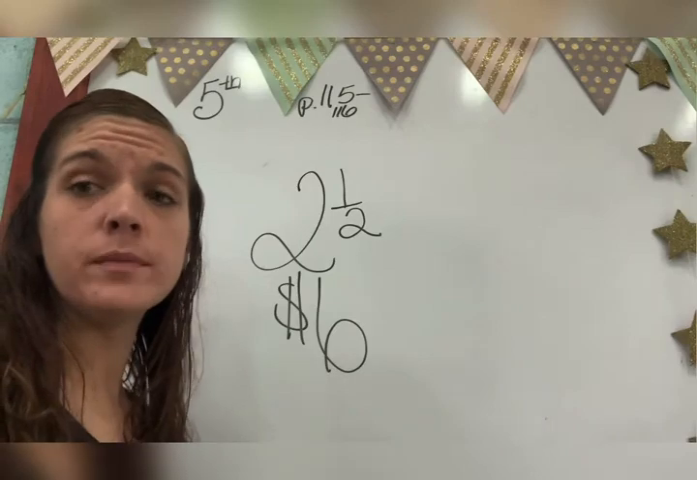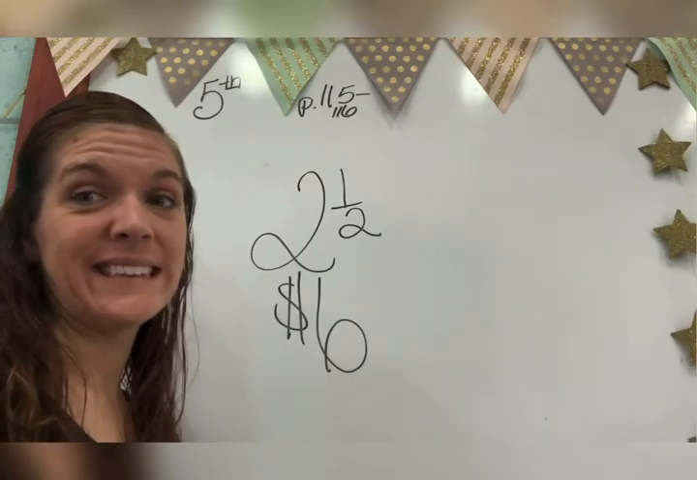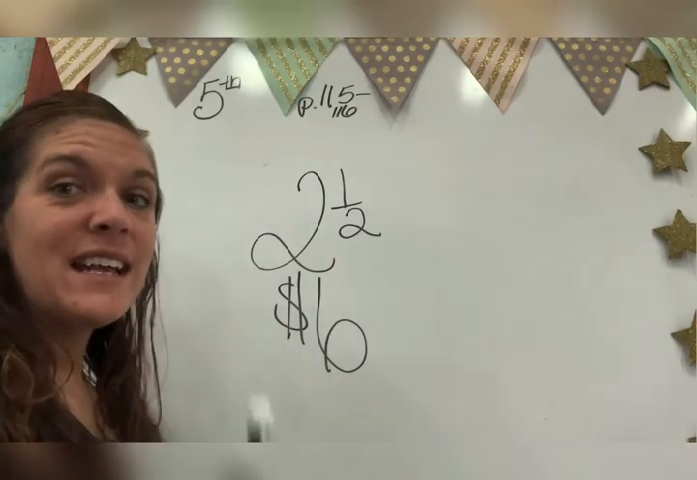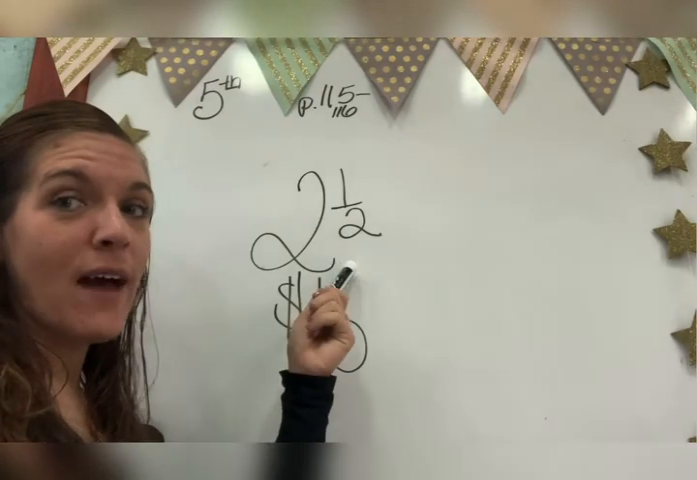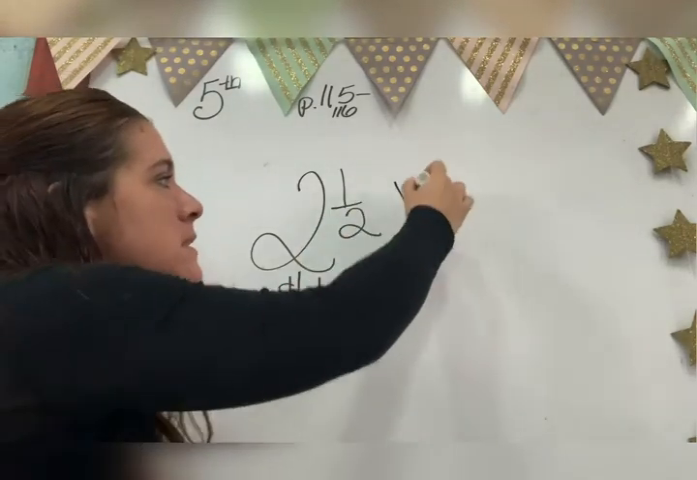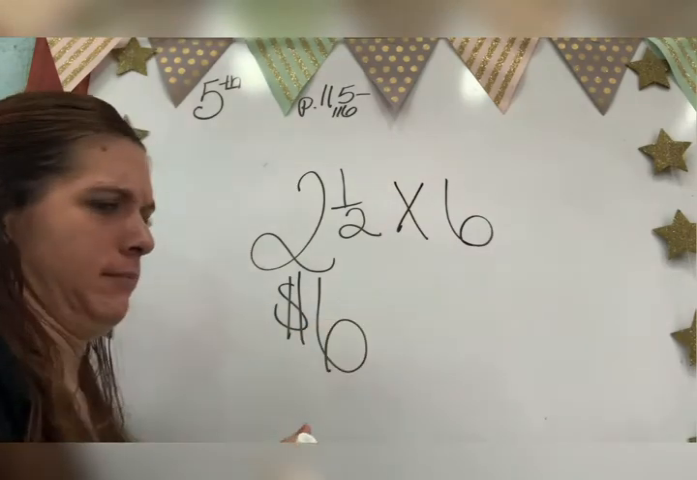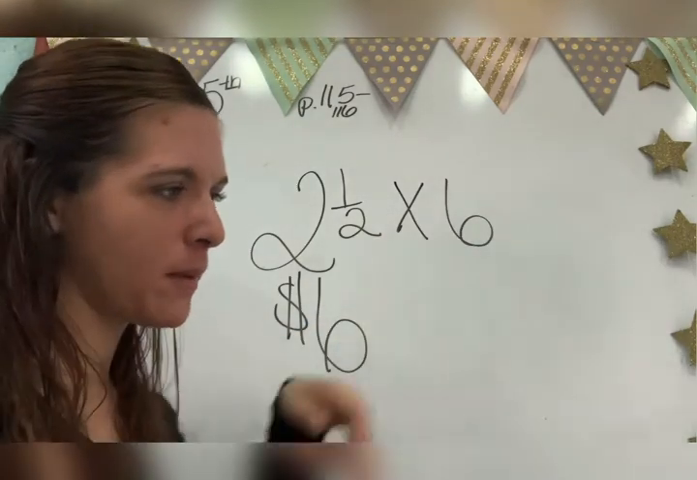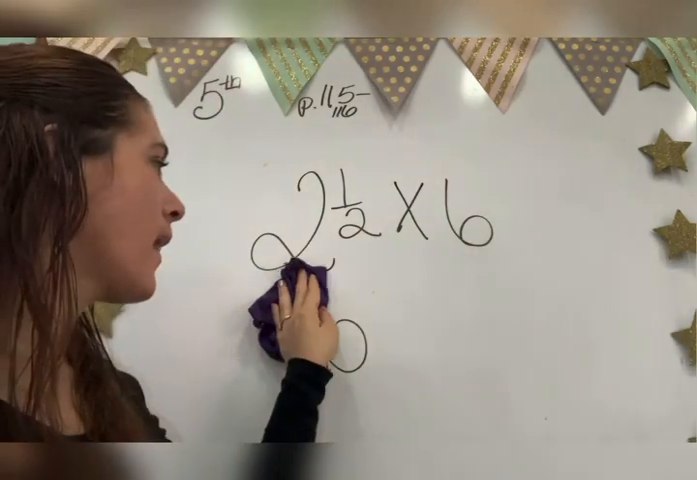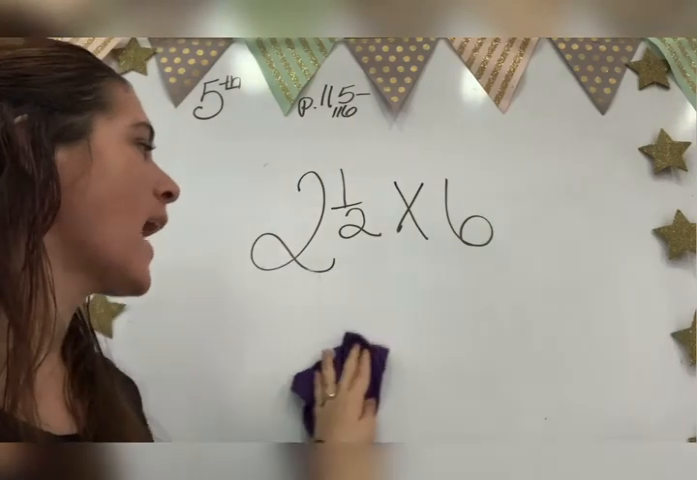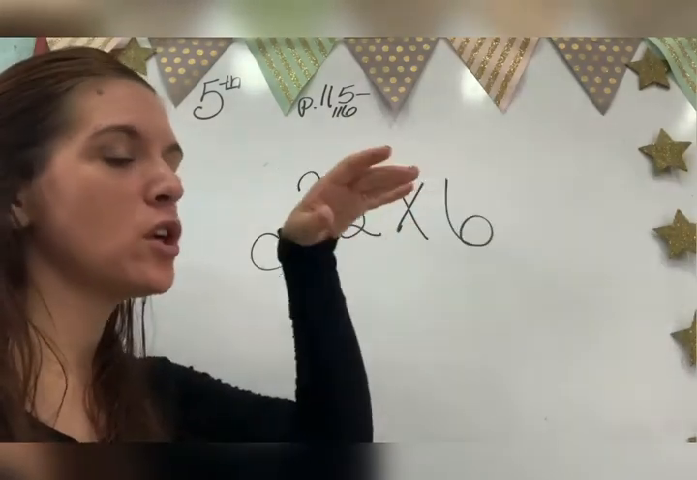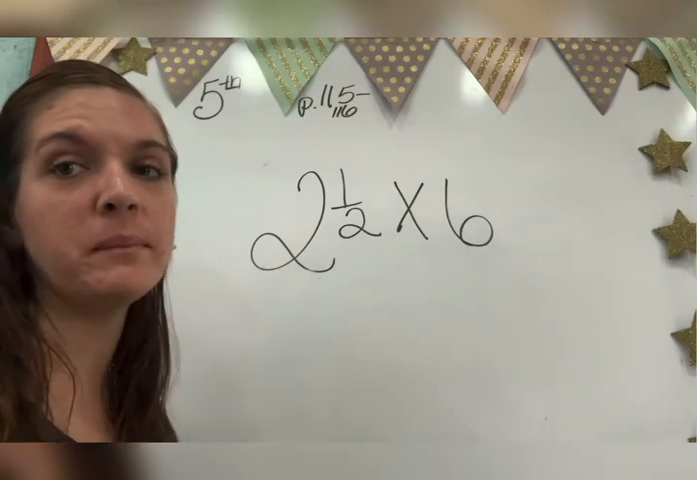What do we have to do? We have to multiply, right? $6 per yard, but she bought 2.5 yards, so what do we have to do? We have to multiply. And you're like, what? Oh, how are we going to multiply those numbers? Well, over the last 2 days, we've learned how to do it, but I'm going to show it to you, and you can finish the problem, okay?